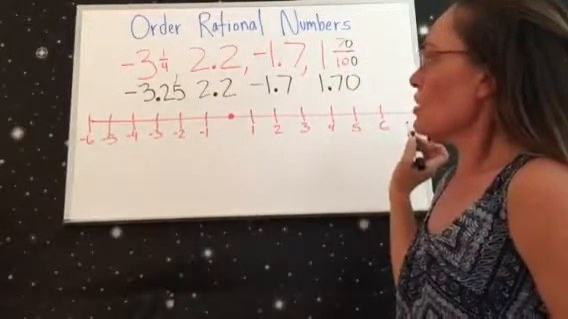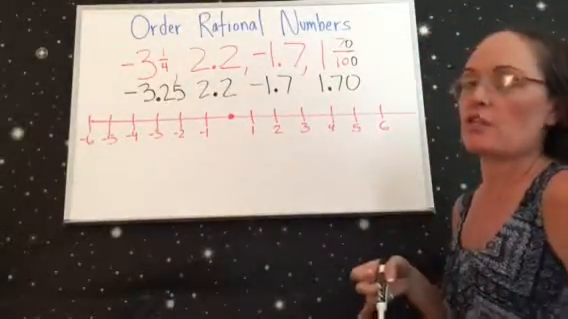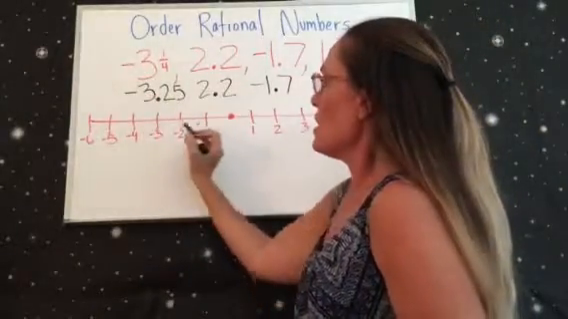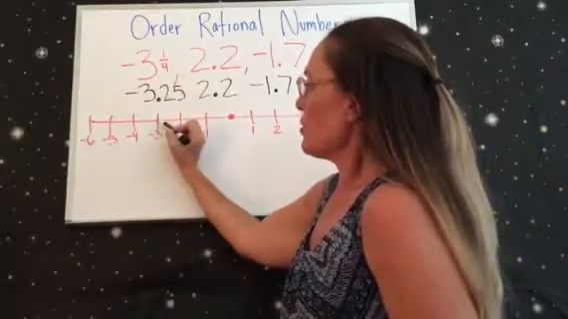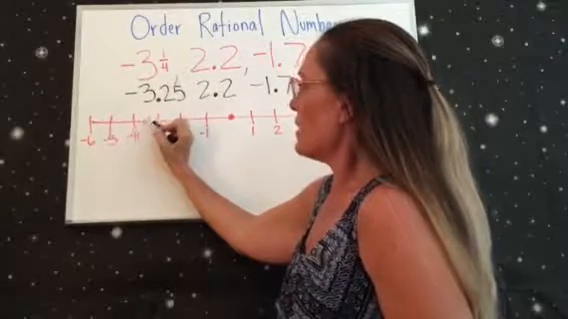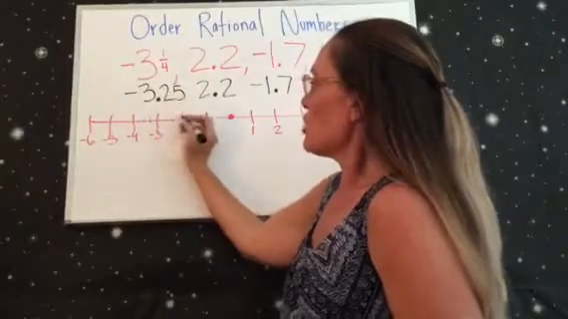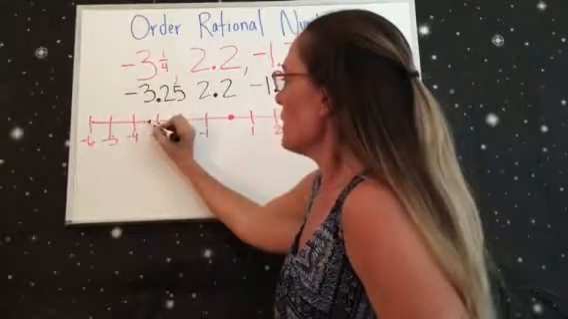So now they're going to want you to graph them. So you just have to get comfortable with the graph. So the first number is negative 3.25, so we'll go to the negative 3 and then pretend this is divided into 4 sections. 1, 2, 3, 4. So then the 0.25 would be about there.